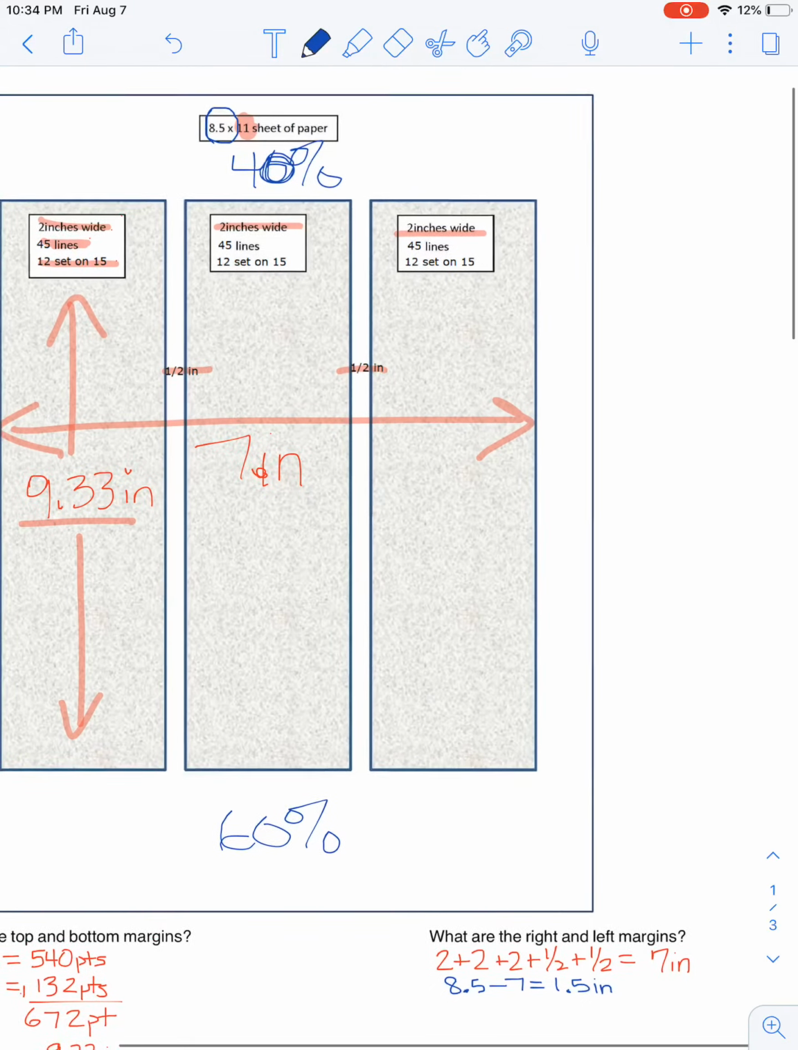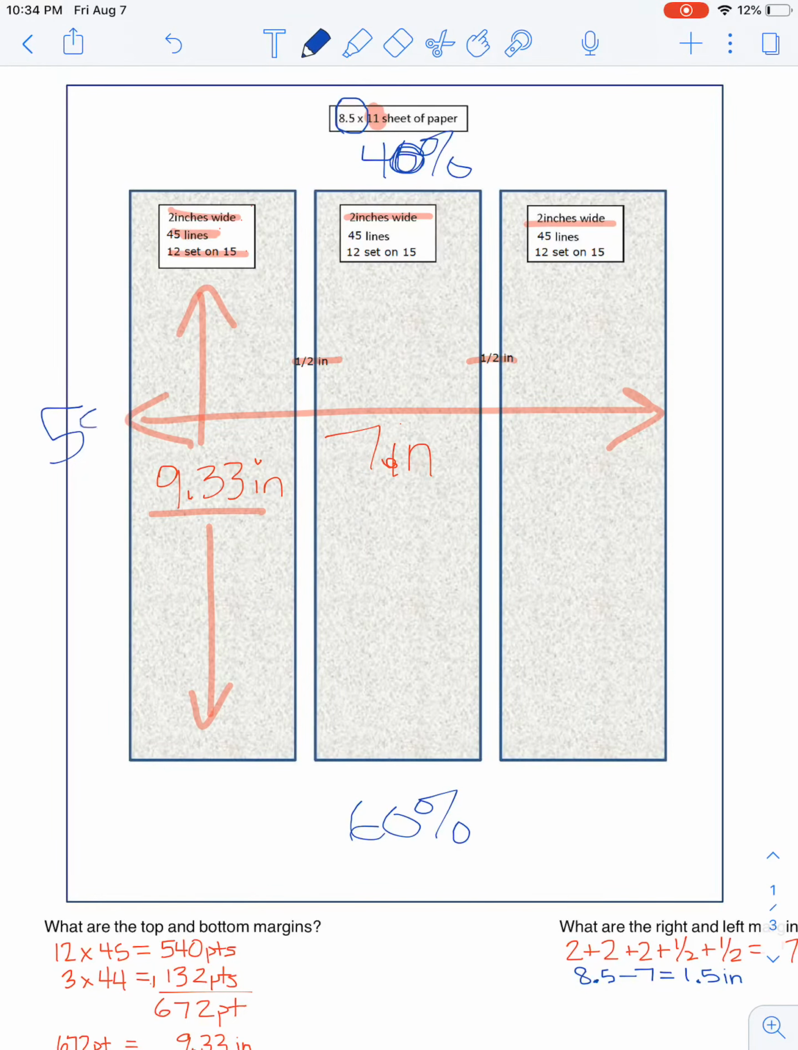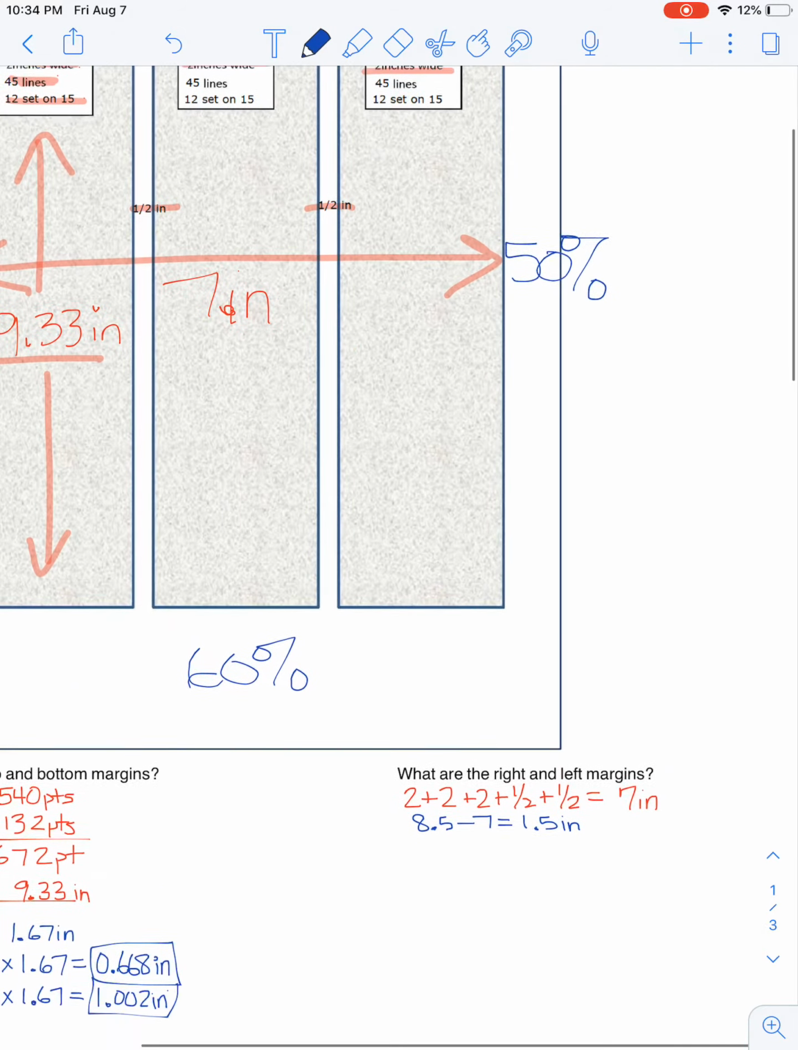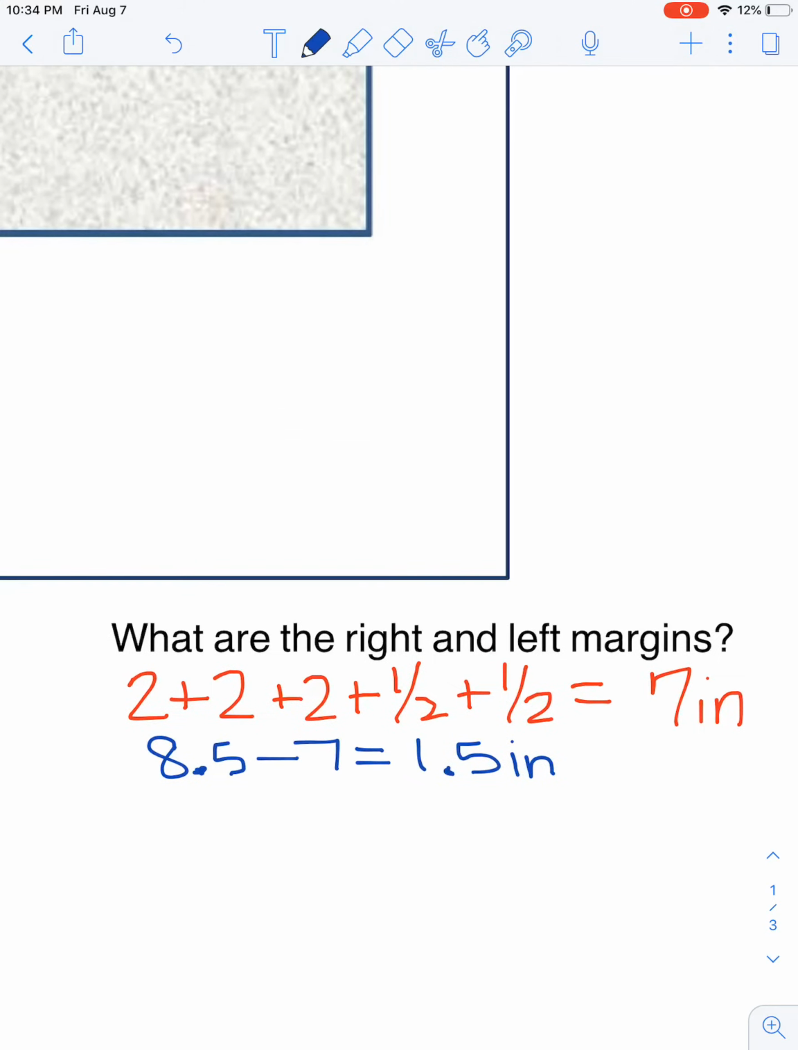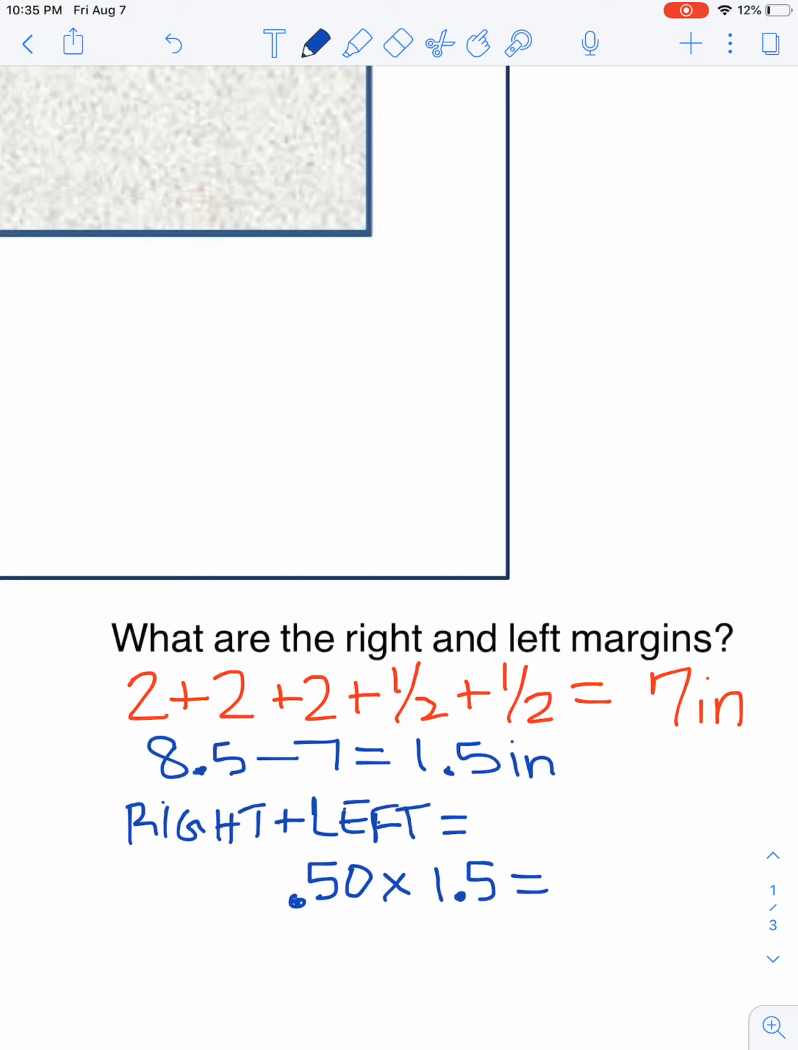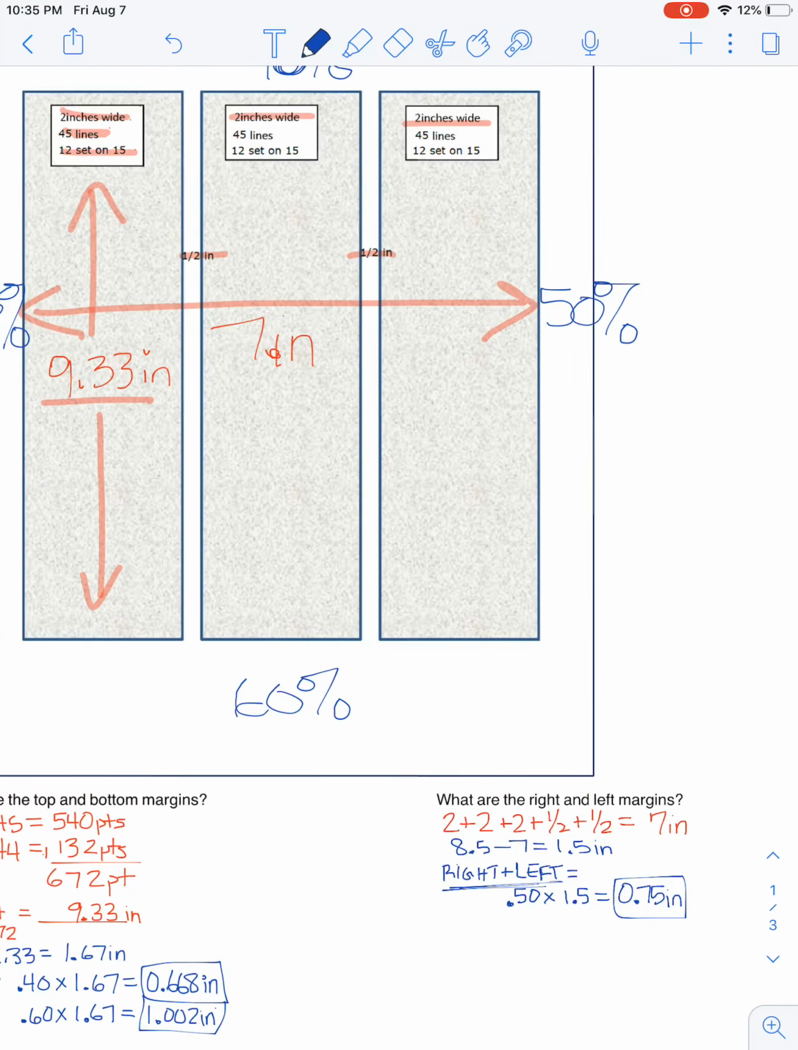According to the proportion method or the percentage method, 50% of that unused space will end up on both sides of the page. So for our right and left margins, because they're both 50%, they'll both be the same, right? We have to figure out 50% or 0.50 times our unused space. So 0.75 inches would end up on the right and the left side of our page.